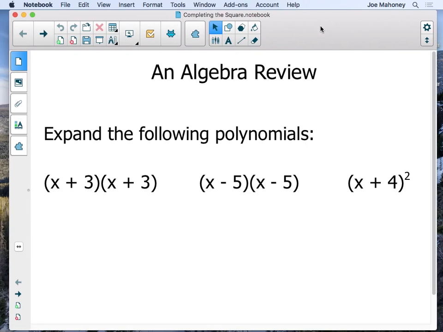Alrighty, let's talk about a little bit of algebra here. So what I want to do first, I want to expand these polynomials. I want to multiply these two binomials together. So when I multiply the first ones, I'm going to do some distributive property.